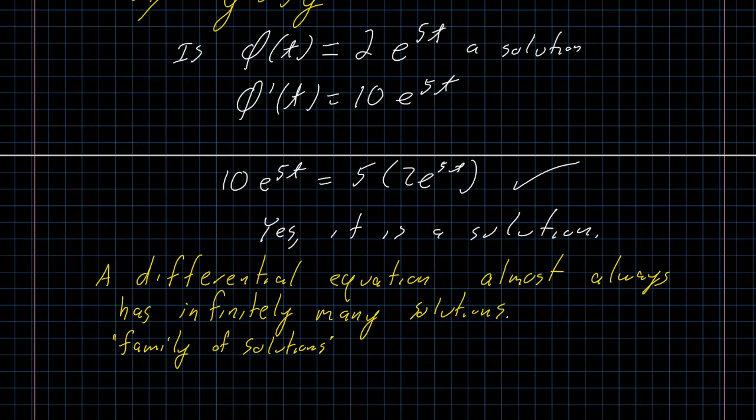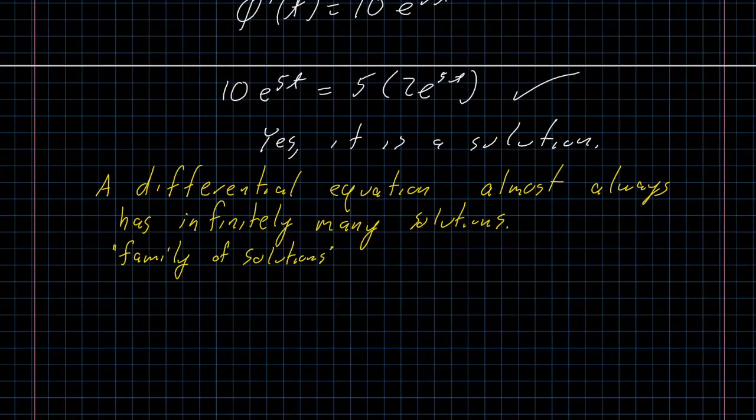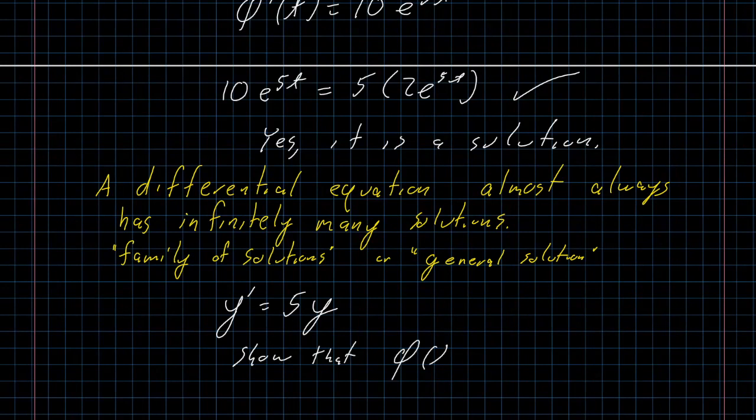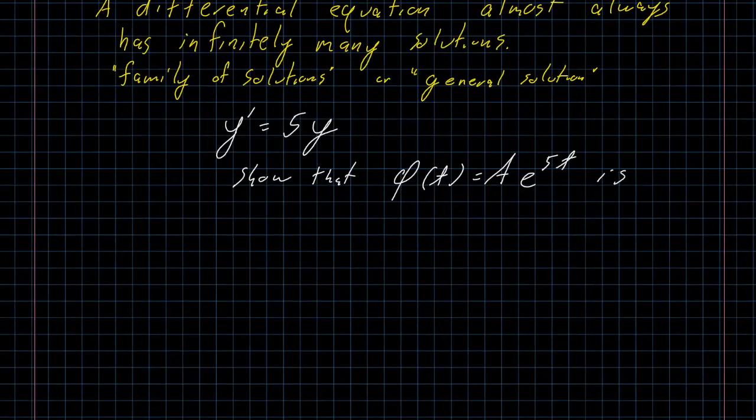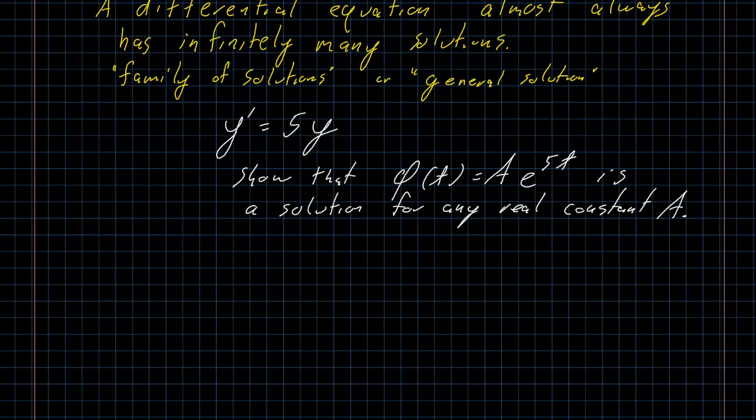So when we're looking for the solution to a differential equation, sometimes you'll see it described as looking for a family of solutions, or sometimes you'll see it described as looking for the general solution. All right, so going back to the same differential equation, y prime equals 5y. We can show that the function phi of t is equal to a times e to the 5t is a solution to this differential equation for any real constant a.